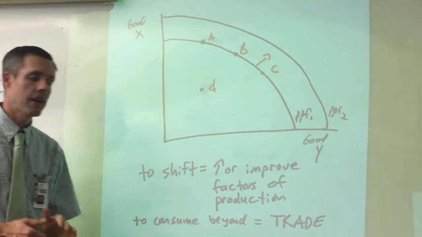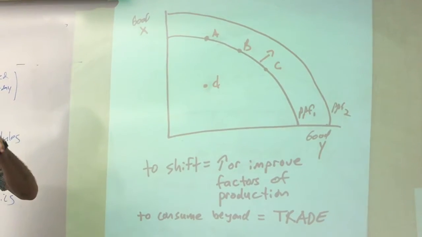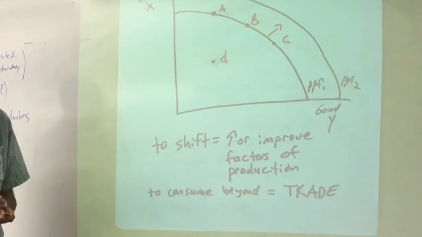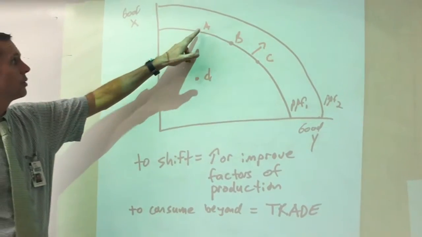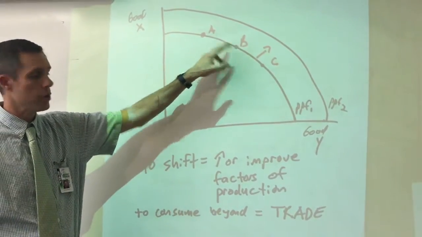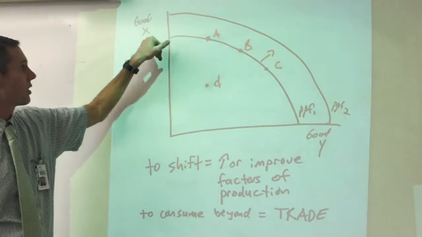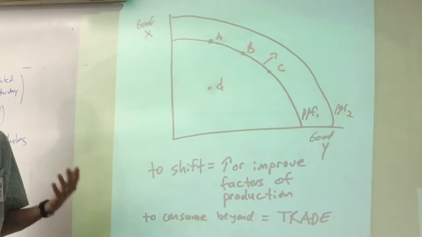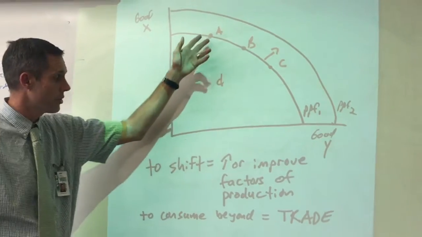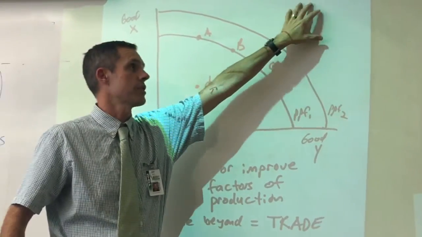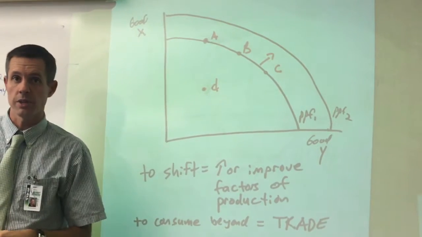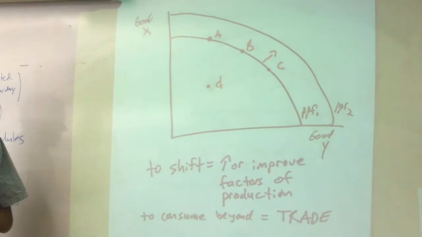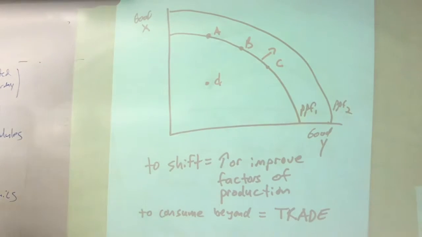Remember, the PPF helps show us the concept of opportunity cost and scarcity. In order to move from A to B, you can't get more of good Y without giving up some of good X. Now, if you're inefficient, you can get more of both. Remember, if you want to get out to there, you either have to grow as an economy, or if you want to consume past your production possibility frontier, you must trade.